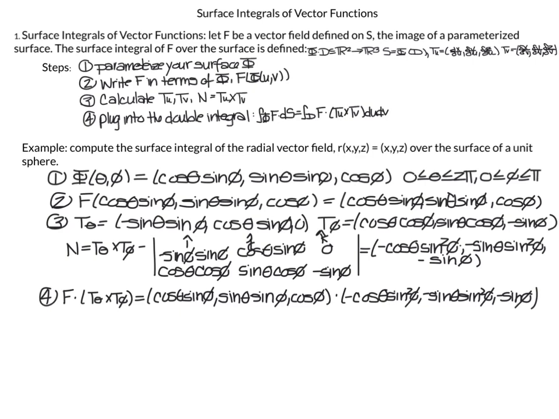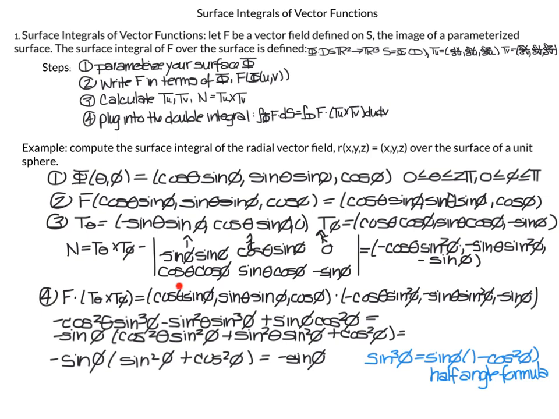And next is to plug into the double integral, but because this dot product of f and the normal is kind of messy, I thought I would just do this first and then simplify it before plugging into the integral. So here is my f composed of my mapping, and here is my t theta cross t phi, and I'm going to dot them together.